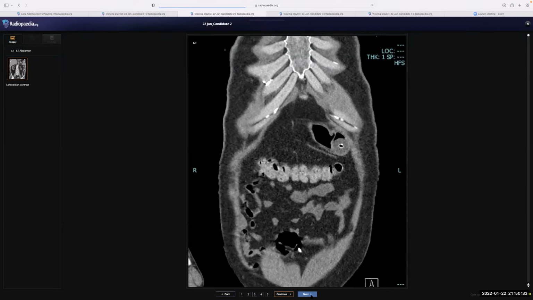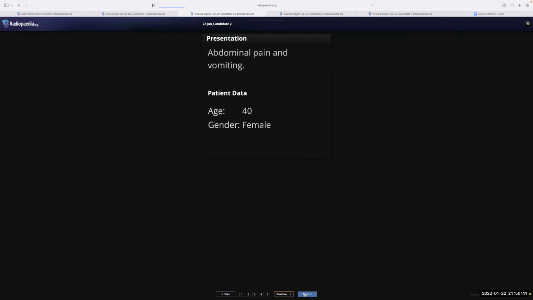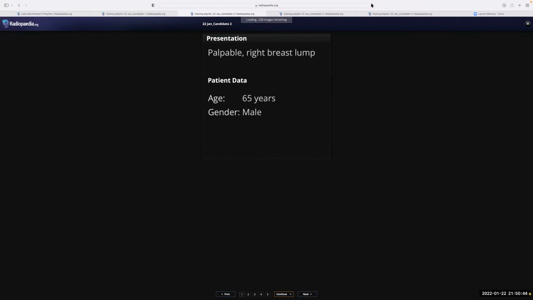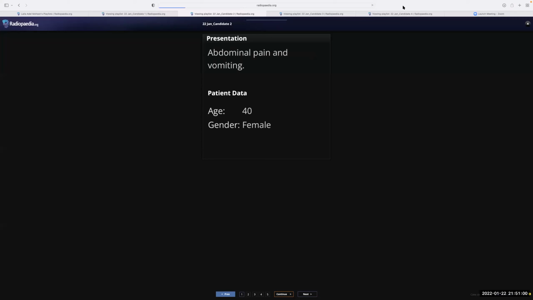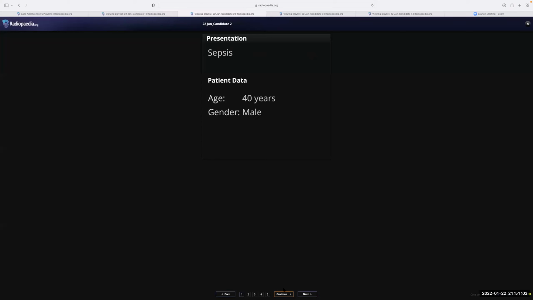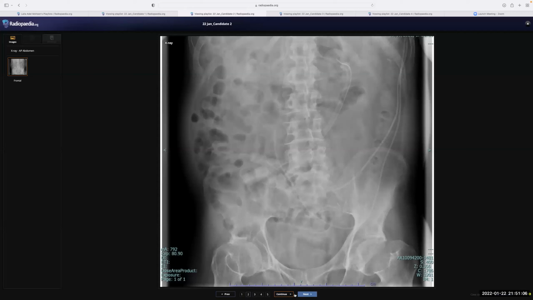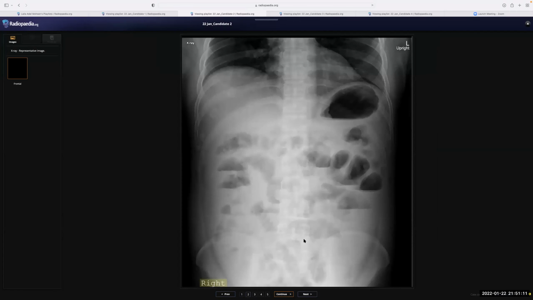I think you'll have to press twice because the mouse was with me, maybe. Oh, but it's running here. So loading. Okay, then fine. 40-year-old female patient. Sorry, my fault. Should I continue with this or go back? 40-year-old. Yeah, 40-year-old female patient with abdominal pain and vomiting. Oops. Okay.